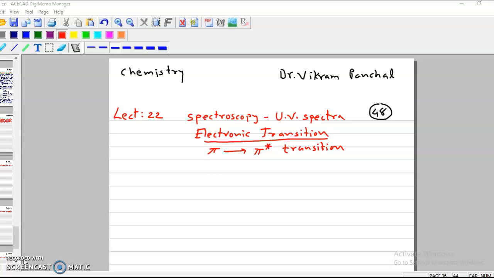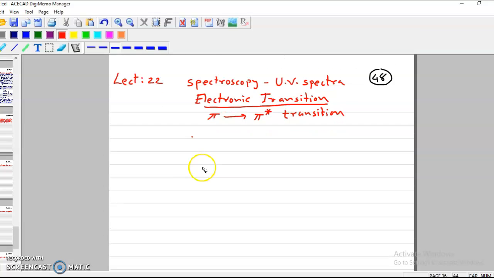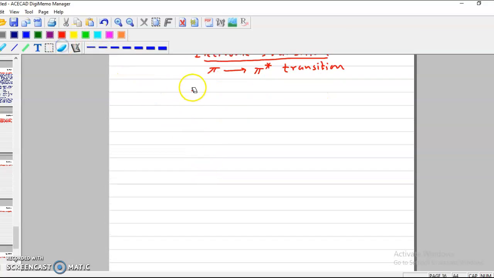In this lecture I will explain, in continuation, the electronic transition, that is the π to π* transition. Normally the π to π* transition is possible when there is unsaturation. So it is mainly for unsaturated organic compounds, which have a comparatively weak pi bond.